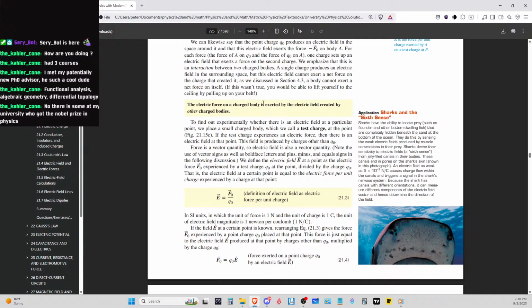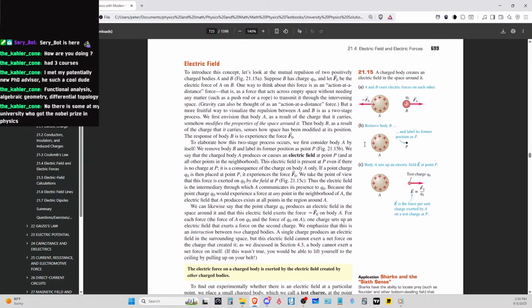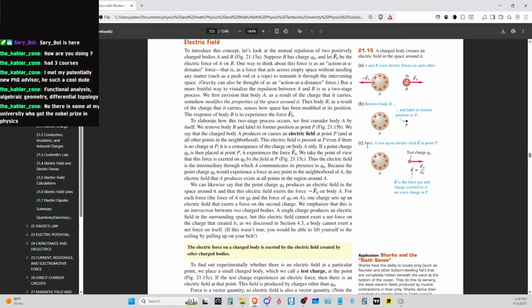Electric force on a charged body is exerted by the electric field created by another charged body. To find out experimentally whether there is an electric field at a particular point, we place a small charged body, which we call the test charge, at that point. Set up an electric charge. And this is the electric field. E is the force per unit charge exerted by A in Tesla.